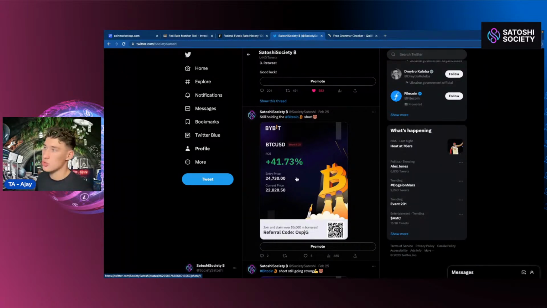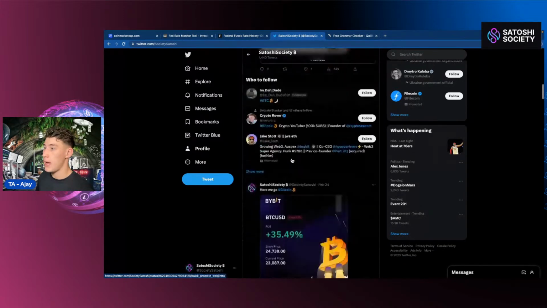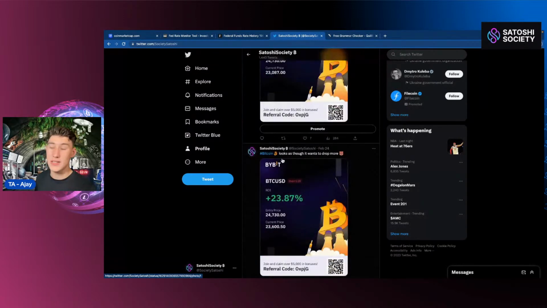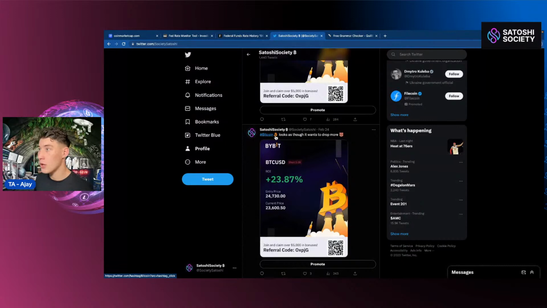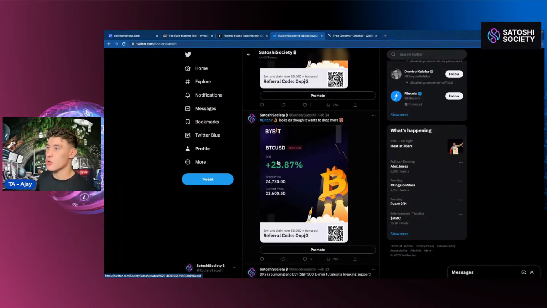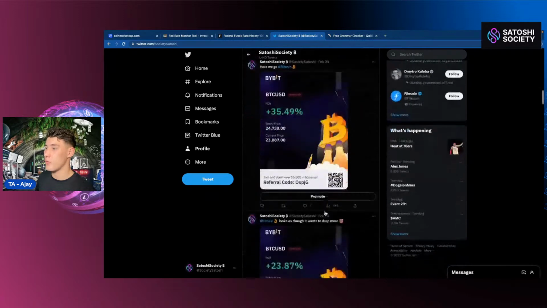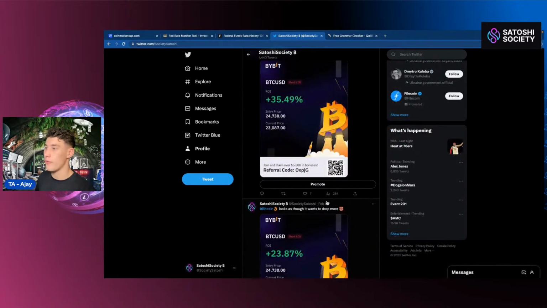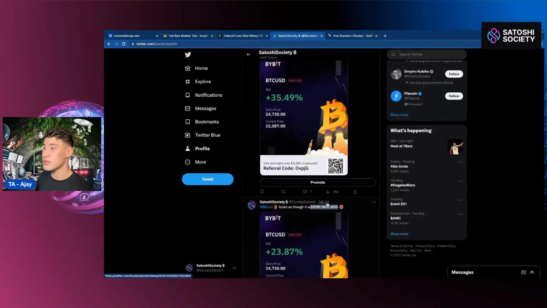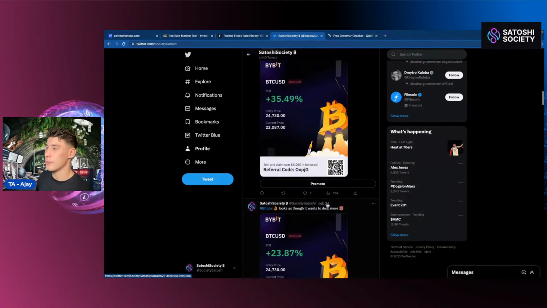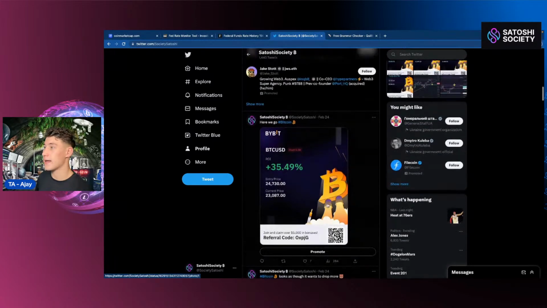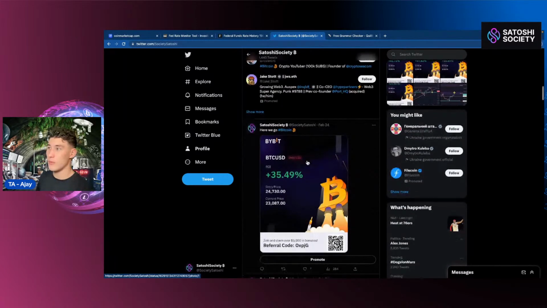Still holding our Bitcoin shorts. I've been giving you these updates, telling you when the market is about to drop over there as well. I put that Bitcoin looks as though it wants to drop more. As you can see, this short position was 23.87% in profit, and on the exact same day, February the 24th, I posted this at 3:27 p.m., and on the same day at 4:08, here we go, Bitcoin.